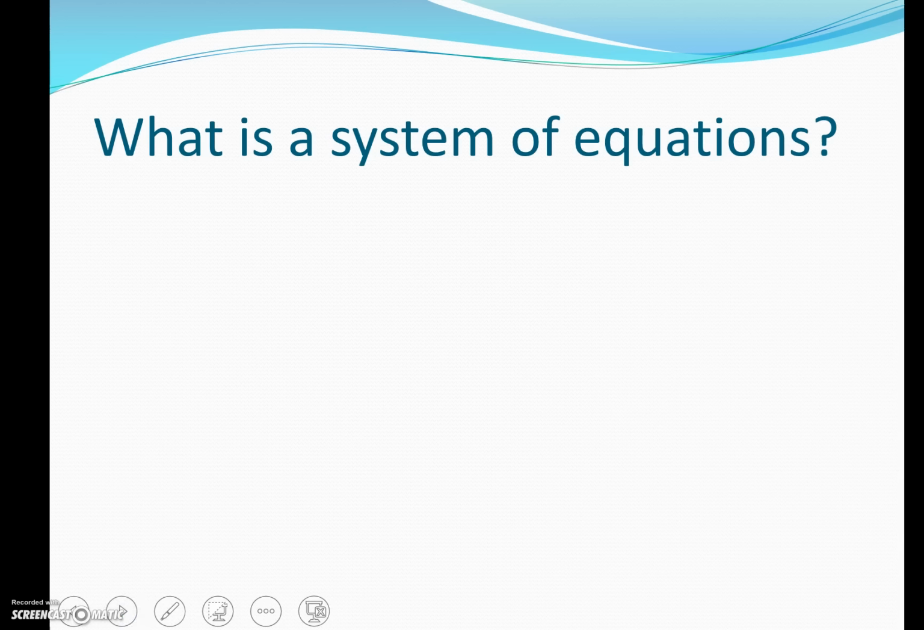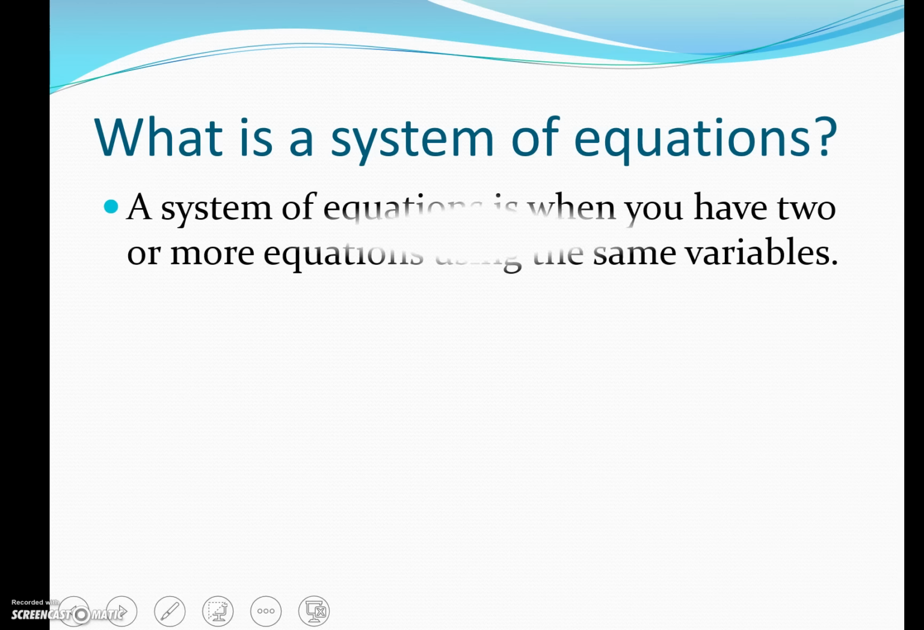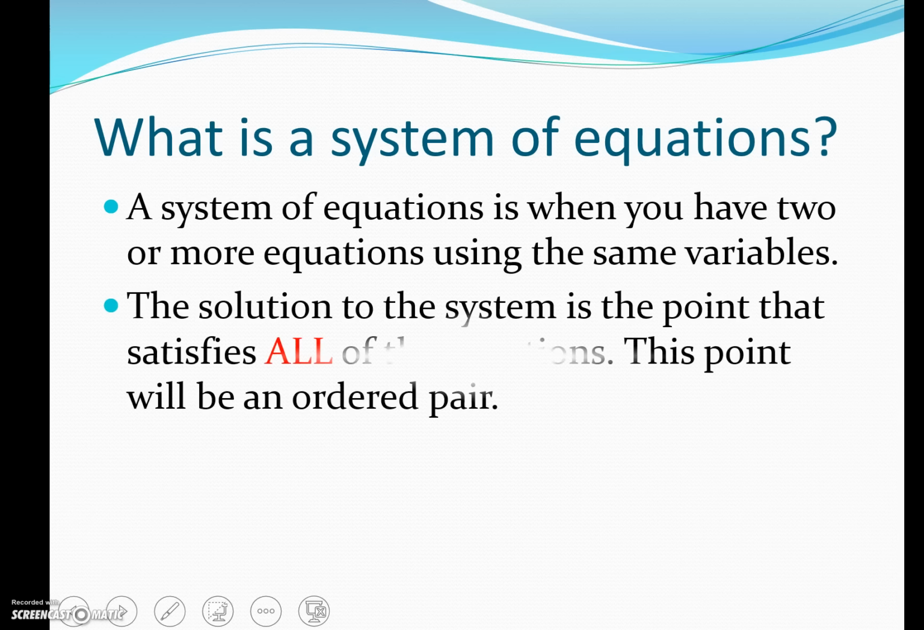So before we get into it, first we want to go over what is a system of equations. A system of equations is when you have two or more equations using the exact same variables. When we're solving these, the solution to the system is a point or coordinate that satisfies all of the equations. This point will be an ordered pair. So we're looking for an x and a y value in order to represent the solution to our system.